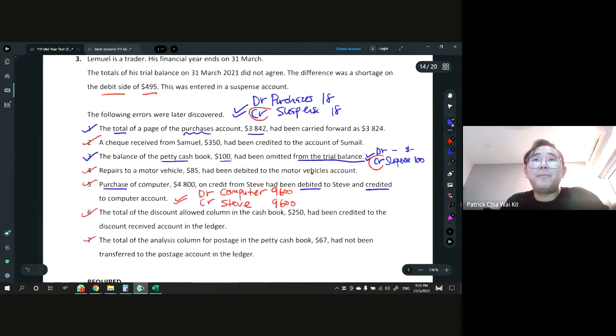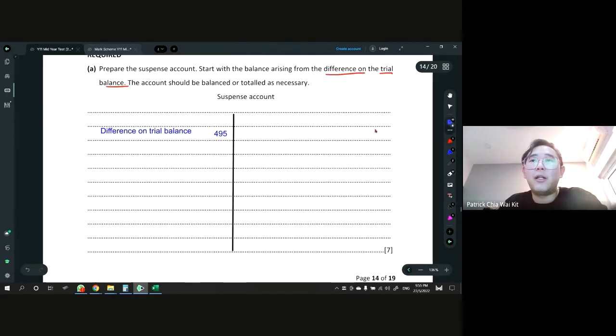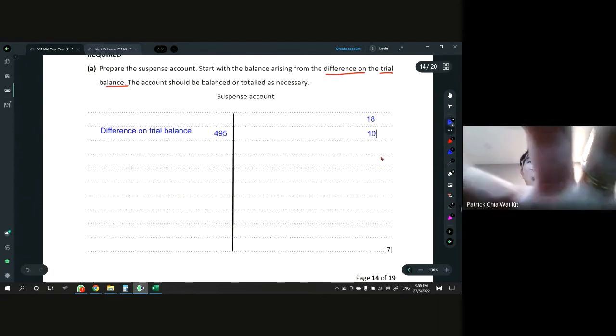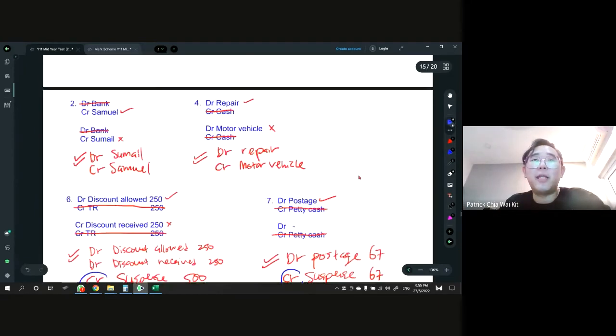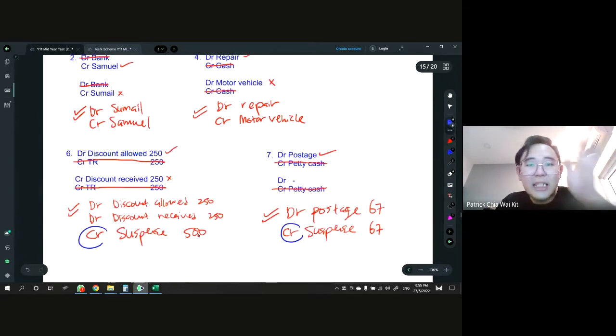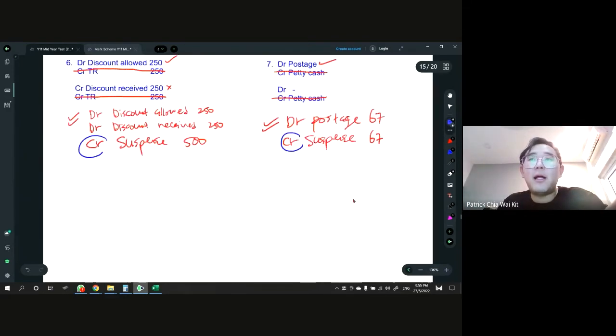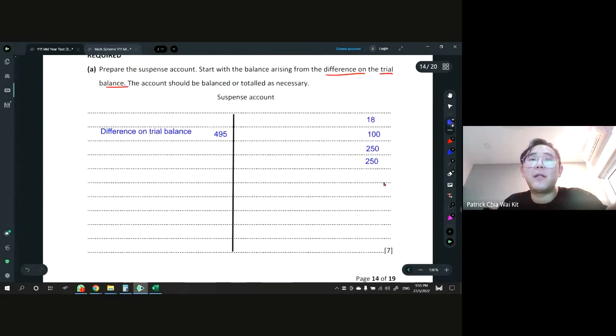Okay, let's do the first one. Okay, from double entry, level one, change to T account, right? It will flip, right? So CR suspense means CR side 18, right? Put the $18 on the CR side. And then what else? We also have the $100 on the CR side. Okay, $100. I will do the details after this. Then after that, we have suspense 500. Now, this suspense 500 is made up of two things. So you cannot just put 500. So you have to split them. Okay, so I have to split it into 250 and also 250. Okay, and after that, the last one is 67. Okay, let's put all the numbers first.